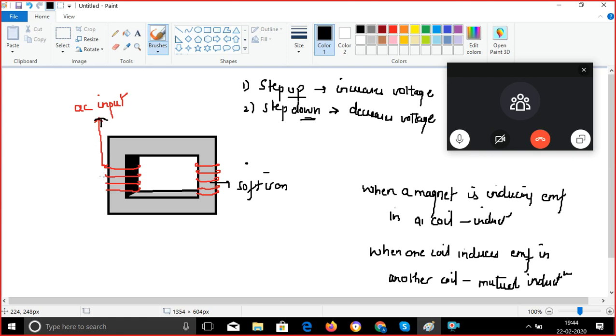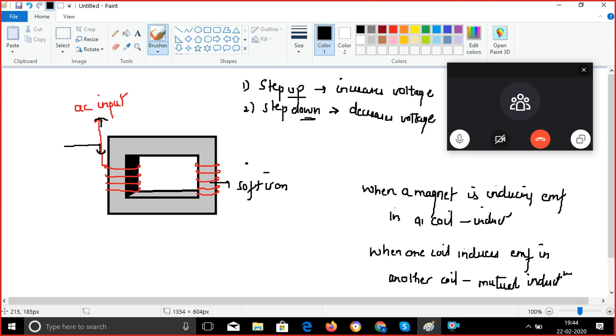AC input, which means basically its work is to increase or decrease the voltage. So you have to supply the current whose voltage you want to decrease. Suppose this current is coming from the national grid, or from the power plant, which supplies that electricity to distribute. So this end is where the AC input is.